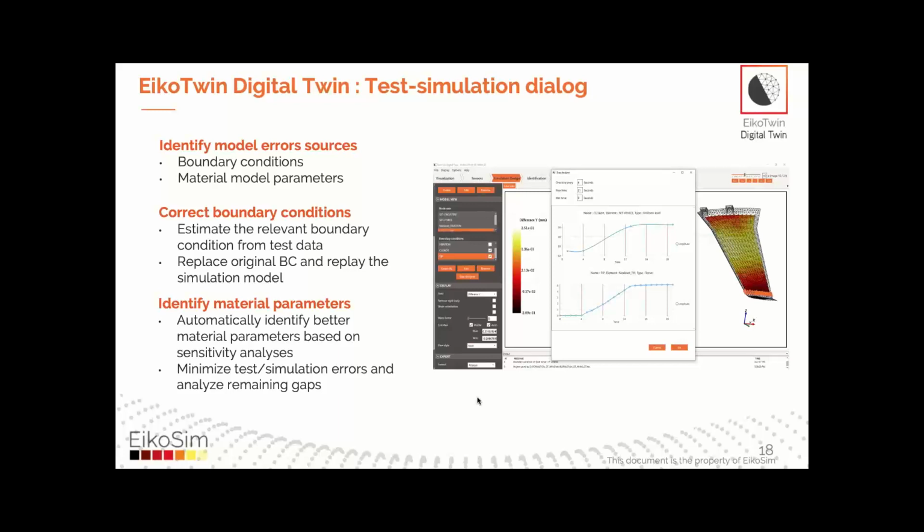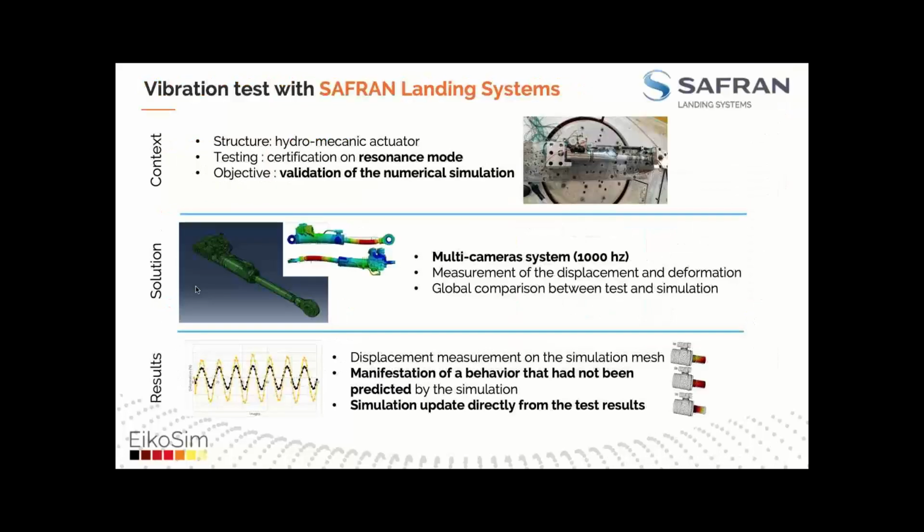One of the ways is, of course, correcting boundary conditions, because they're usually a main source of error, and then changing material parameters within the model to make sure that the material used in the simulation matches what was seen during the test. I have a few very short examples now to show you the diversity of examples that we have.